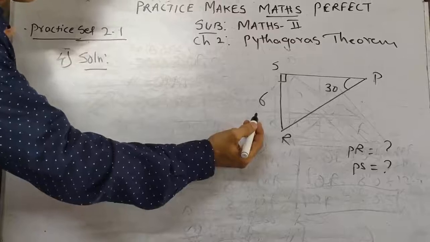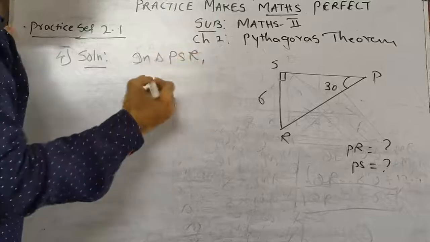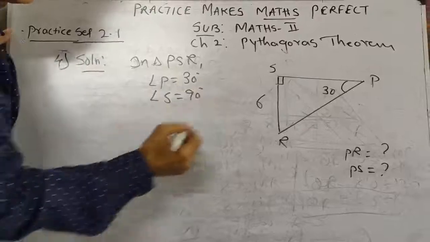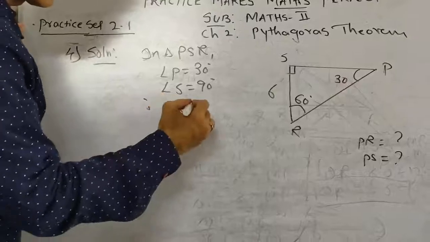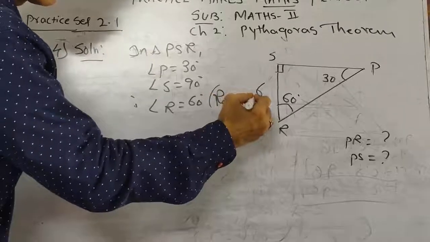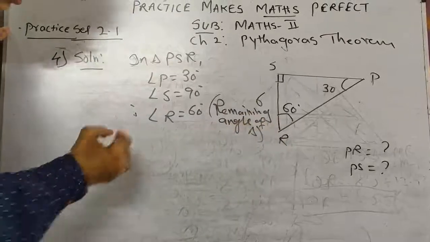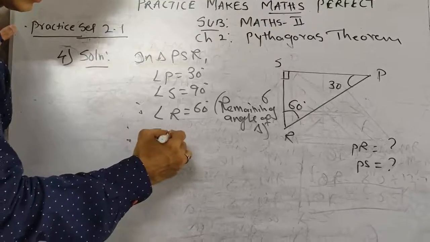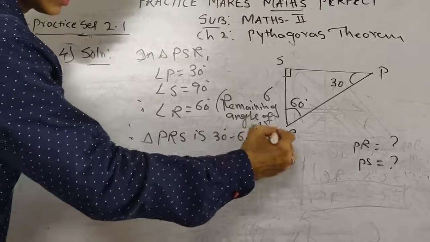Diagram is given to you. Okay, in the diagram you can see, in triangle PSR, angle P is 30 degree, angle S is 90 degree. This is 30, this is 90. So this angle will be how much? 60. Therefore, angle R is equal to 60 degree. Reason: remaining angle of triangle. Therefore, triangle PRS is a 30, 60, 90 triangle.